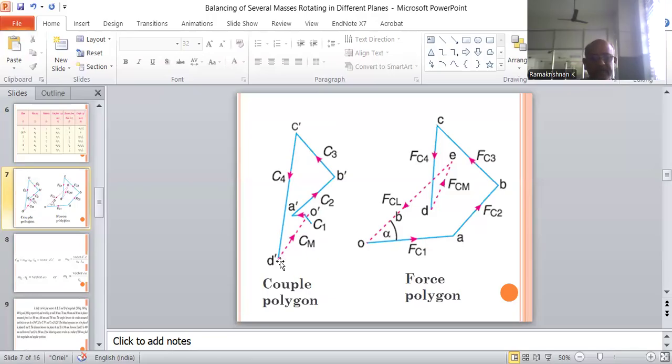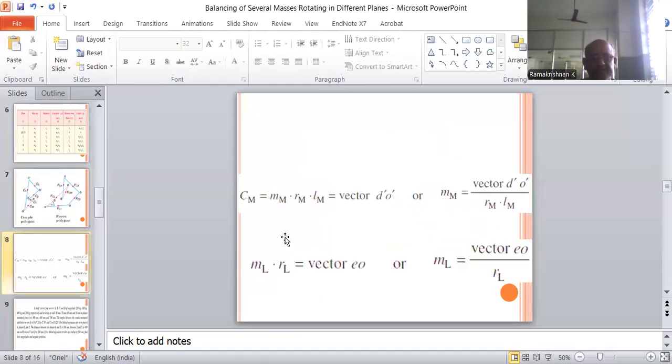Now we can measure the vector, so that we can calculate the mass rotating in the plane M, and also its angular position. Here we can measure D dash O dash. From that, the mass rotating in the plane M can be found.